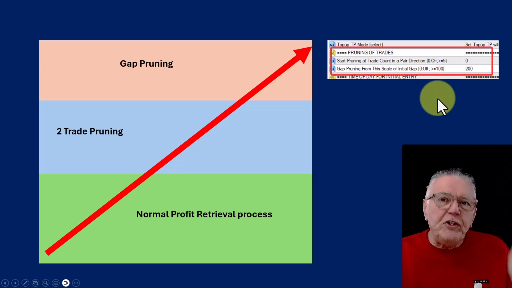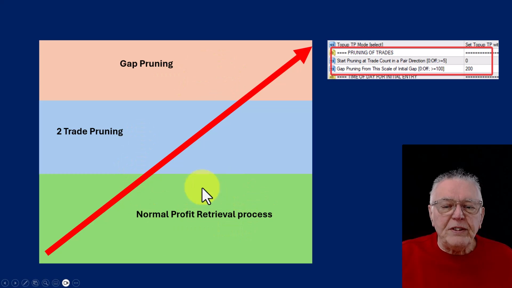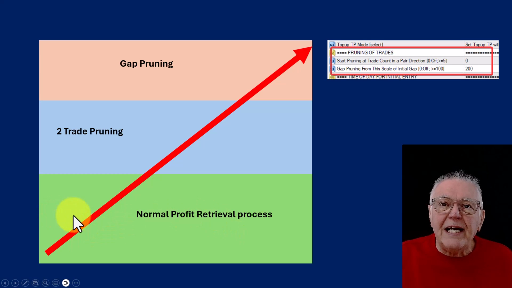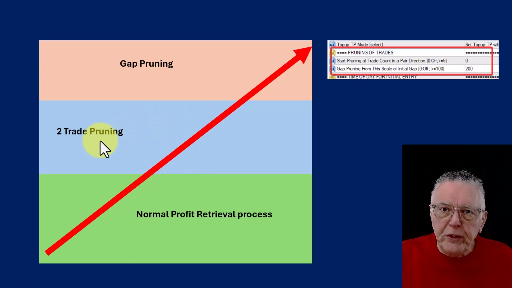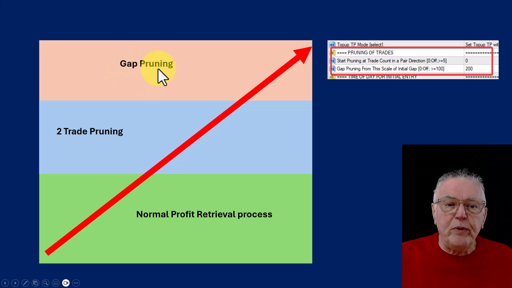I'll go through the functionality of each one. But in general, the trading concept is that the normal profit retrieval process should be used initially for the first 5 to 7 trades. That is where the real money gets made, and that is ideally in a sideways type of market. When the market starts trending, you would change to the two-trade pruning technique, and if the market is trending severely, you would use the gap pruning technique. So each one has a zone that they are most effective in.